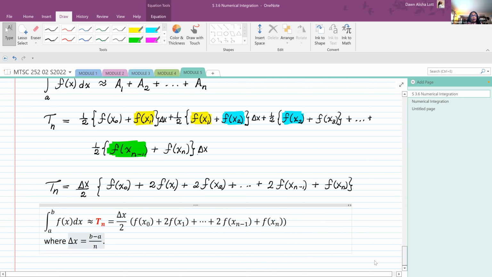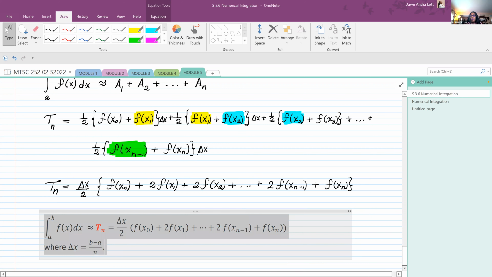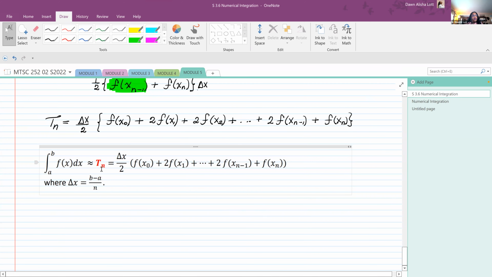Okay, so Tn, which is my approximation to the integral from a to b of f of x dx, is simply to take delta x over 2, sum up the f of the values of all the ones on the inside, and the ones on the end, you only take it one time. Again, remember delta x is b minus a over n.